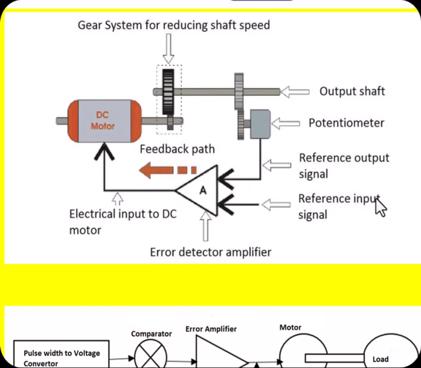Suppose the reference input signal value is more than the feedback output signal. In that case, the motor rotates in the clockwise direction in order to give a better feedback signal. This process continues until the reference output signal value becomes equal to the reference input signal. That means the rotor or shaft of the DC motor has attained the desired position. Then the motor stops working.